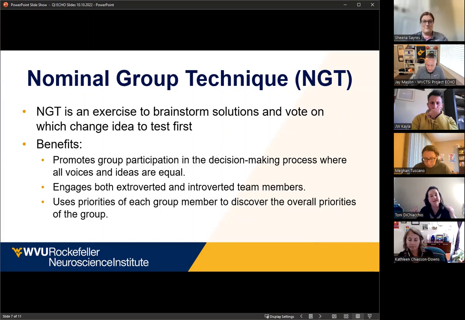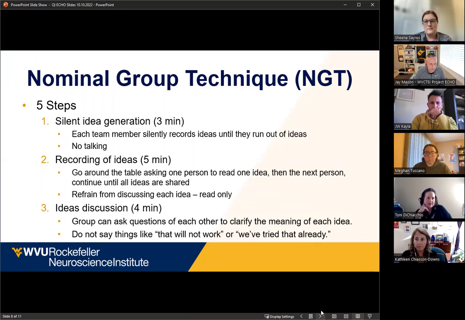And the way that this particular technique that I'm going to talk to you about works is very systematic, and there are specific rules set for it, and it makes introverted and extroverted team members engage, and it allows the group as a whole to identify priorities and objectively rank interventions to try. It's 5 steps. Next slide.